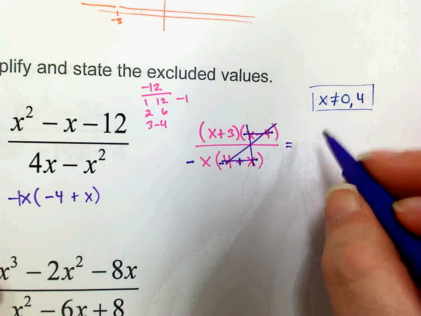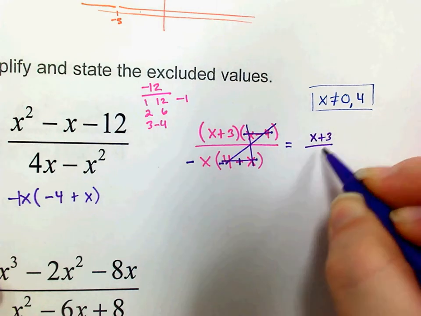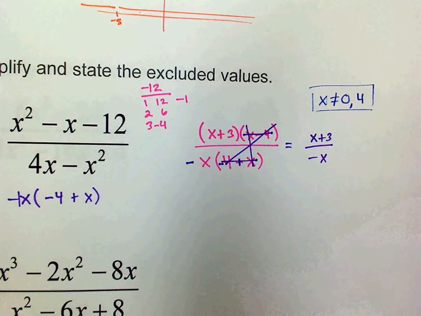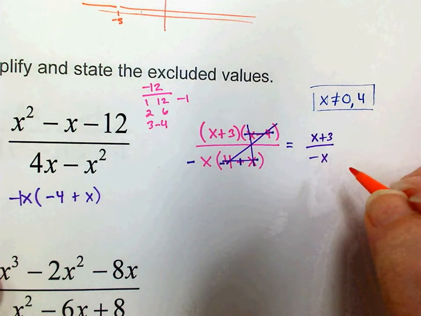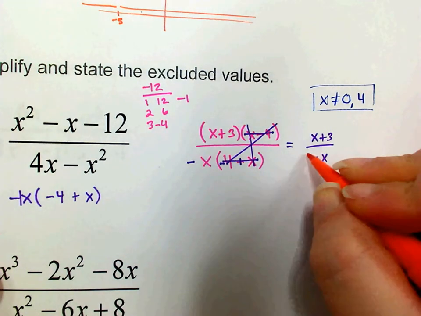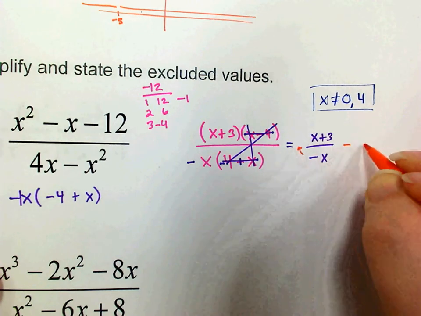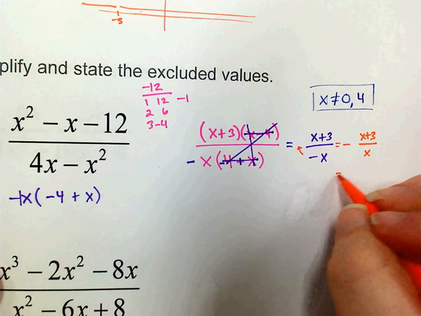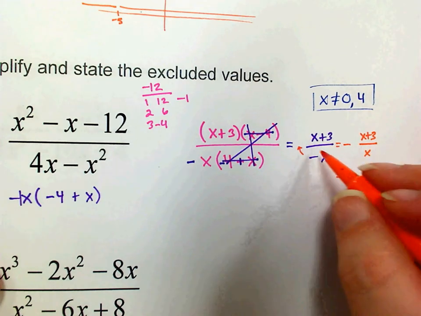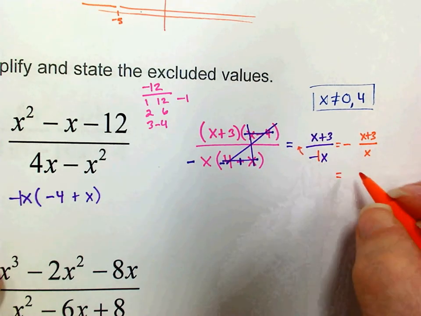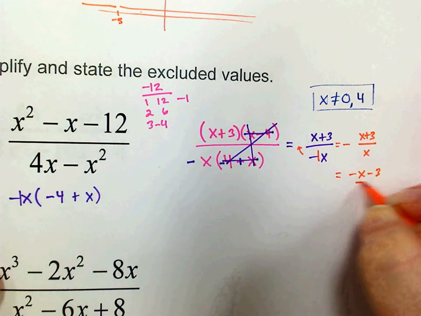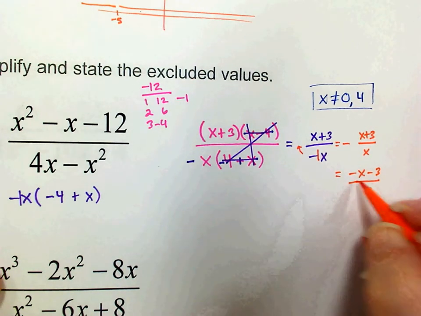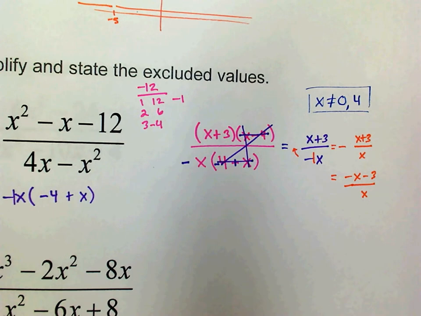Okay, so here's what I've got. X plus 3 divided by negative x, but we don't leave negatives in the denominator. So we float it to the numerator. And you can do this a couple different ways. You can either say, I'm going to float the negative to the front and say negative the fraction. Or you can say, well, I'm dividing each term by a negative 1. So I could say negative x minus 3 over a positive x. So either one works. That's along with the excluded values. Okay.